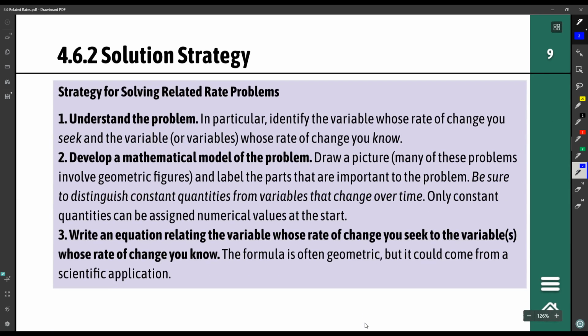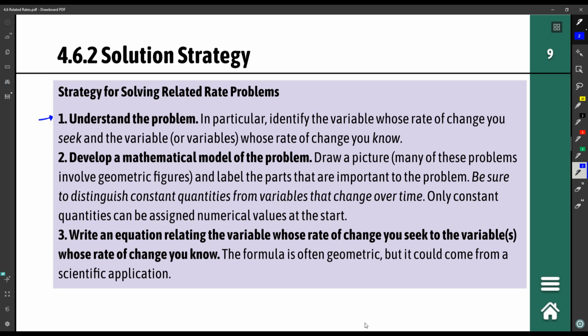So here we go. This strategy is going to look a lot like what we did in example one. First, understand the problem. Read it, make sure you know what type of quantities are going to be variables, what type of quantities are going to be constant, and what kind of quantities you're trying to find. What do you seek to know?